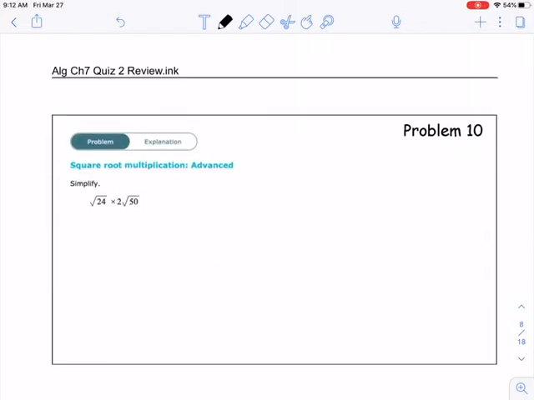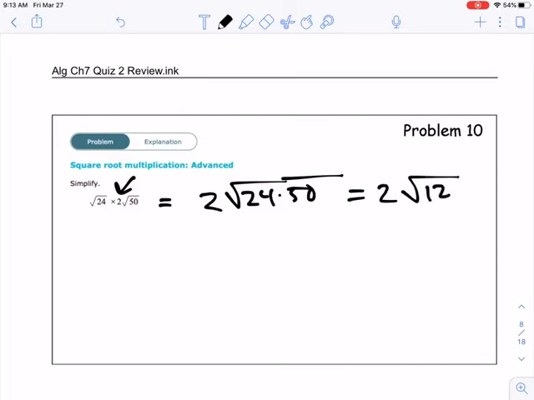Okay, problem 10. More multiplication. So same thing, the only thing we have to remember is that this 2 here is going to stay on the outside. So I'm going to multiply all of this together, and I'm going to go, all right, 2, and then I'm going to put my 24 times 50 under here. Well, I know 50 times 20 gives me 1,000, and 50 times 4 gives me 200. So that would be 2 times square root of 1,200.